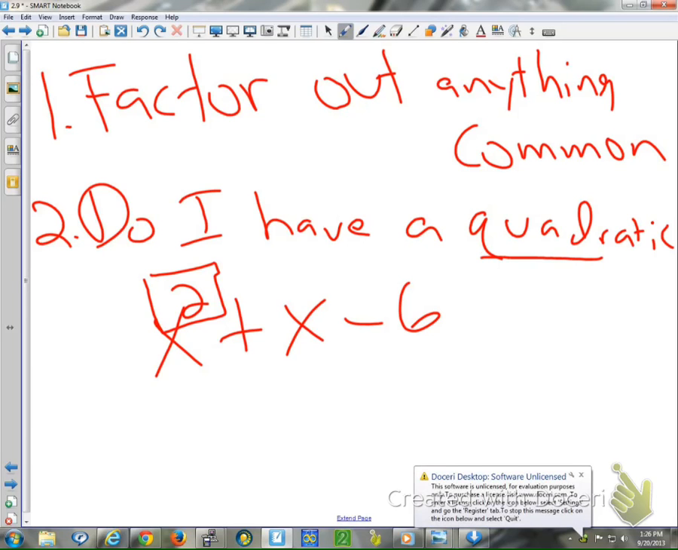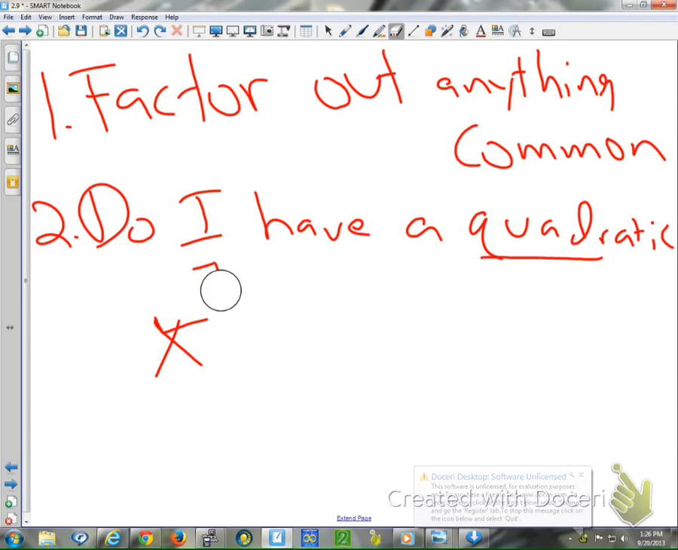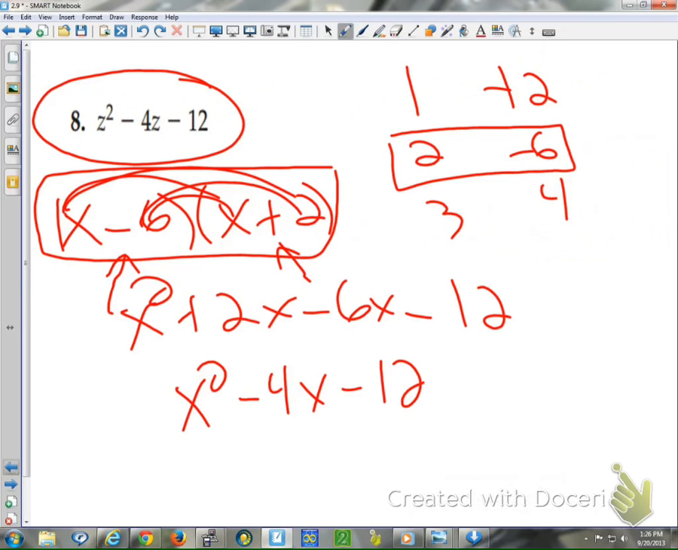So, step 2. Do I have a quadratic? If you do have a quadratic, then you're going to need to factor like I'm going to show you how to do today. And before we go on to a fresh example, I'm going to show you quickly the shortcuts by going back to the last problem. Except there's all this stuff on the board. So never mind. I'm going to go on to another problem.